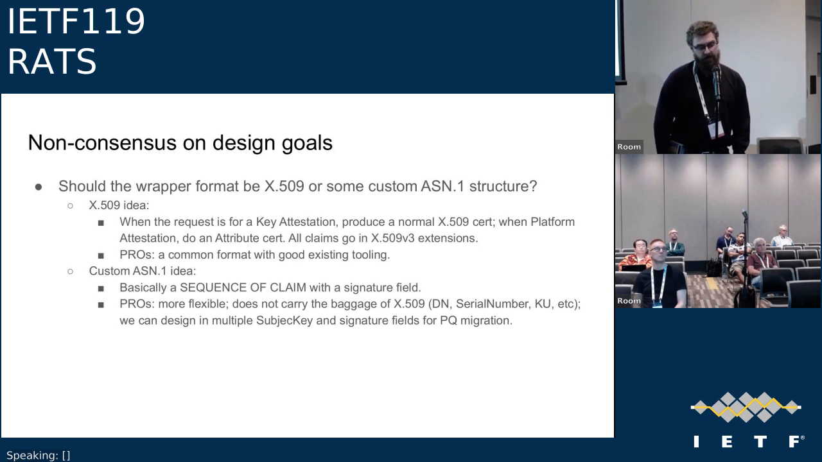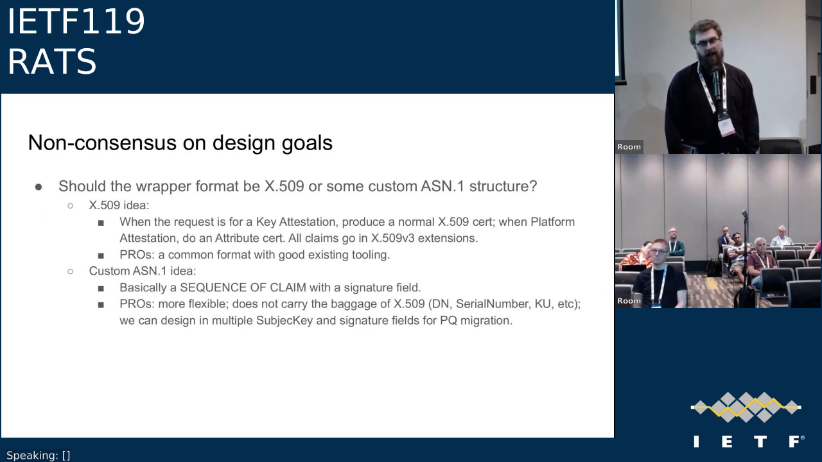Things that we have non-consensus on is, should the carrier format be an X509 certificate, or should the carrier format be some new ASN1 structure? So the X509 idea is basically when you request a key attestation, you produce a normal X509 cert. When you're asking for a platform attestation, you produce an attribute cert, and all of the claims go in V3 extensions. It's straightforward. It's commonly done.